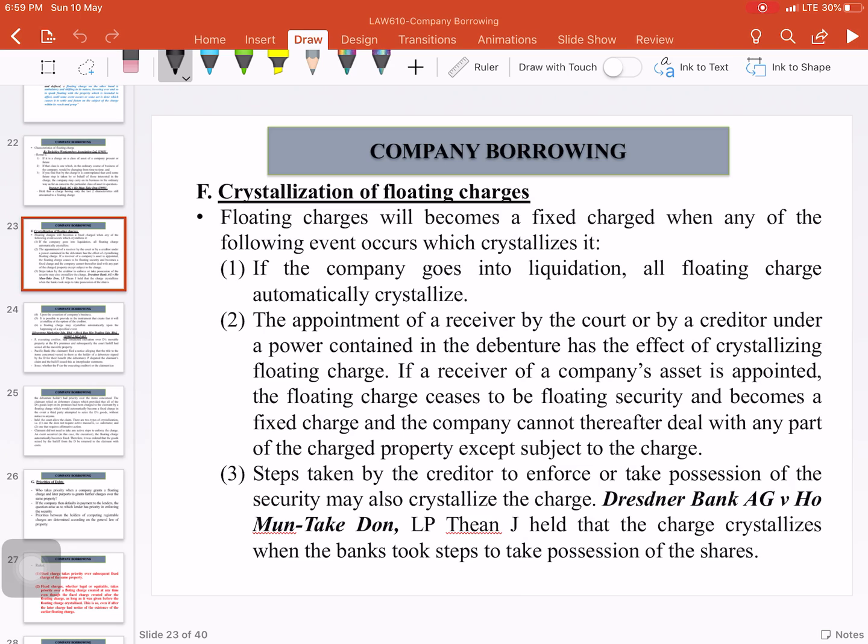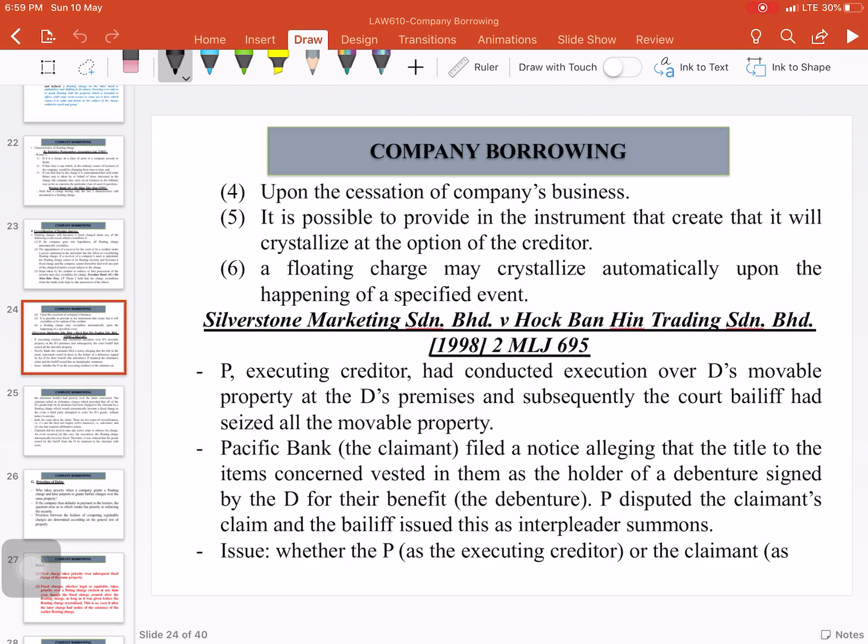For example, in this case, Dresdner Bank AG and Ho Moon Taek Don, Justice Tian held that the charge crystallizes when the banks took steps to take possession of the shares. Okay. And upon cessation of the company's business.